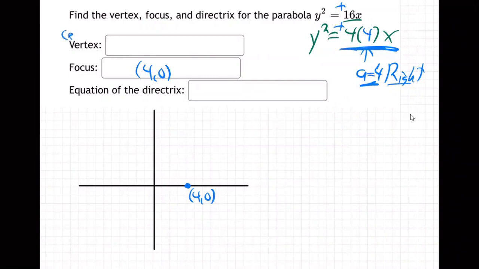The vertex is a fancy word for center. That's going to be 0, 0. This one's centered at 0, 0. There's nothing to shift it. I'll show you one in a little bit where we shift them, but this one's centered at 0, 0.